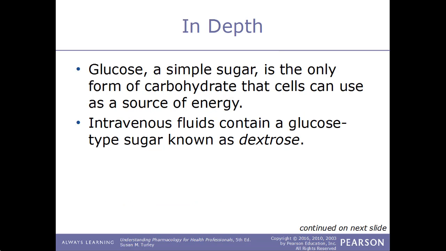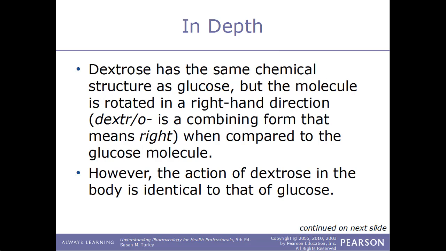Now we'll talk a little bit more in depth about an IV fluid. Glucose, which is a simple sugar, is the only form of a carbohydrate that cells can use as a source of energy. Now, IV fluids contain a glucose-type sugar known as dextrose. Dextrose has the same chemical structure as glucose, but the molecule is rotated in the right-hand direction. That's why it has the prefix dextro. But when it comes to the action of dextrose within the body, it is identical to that of glucose.